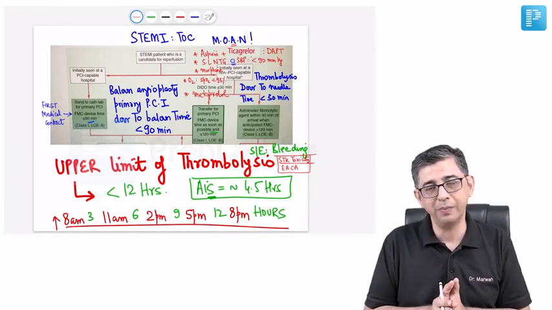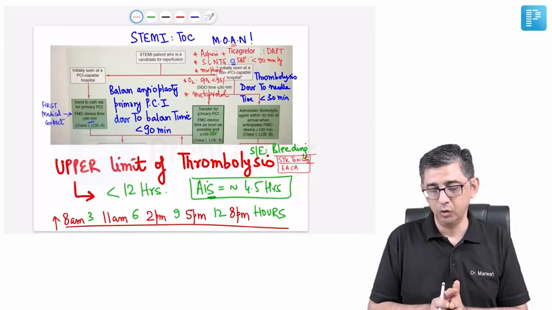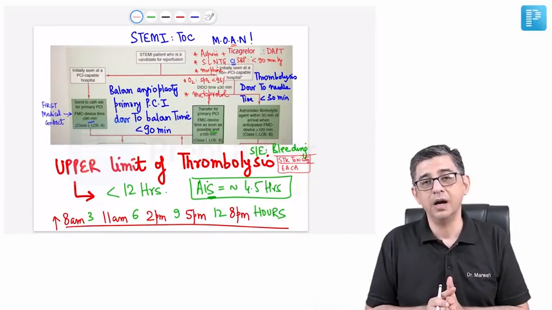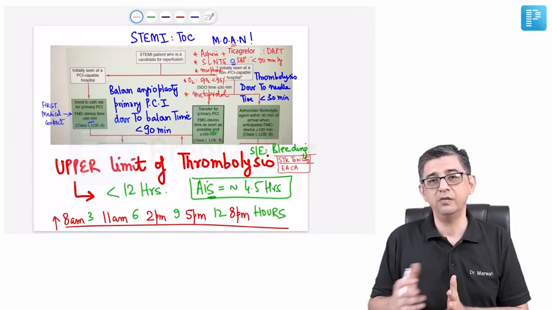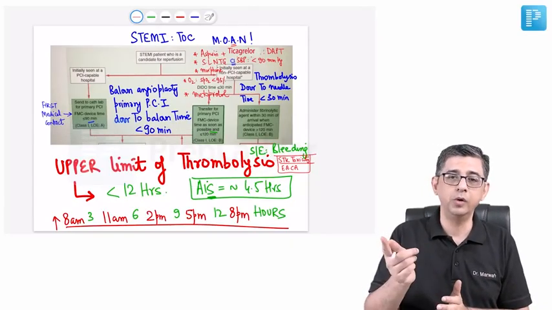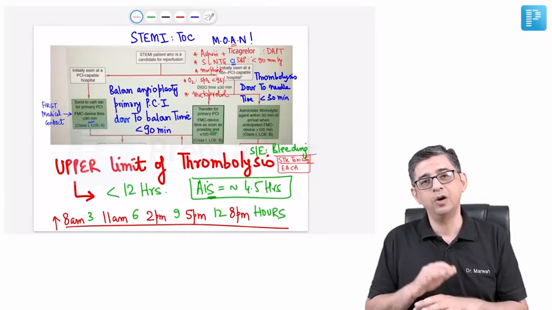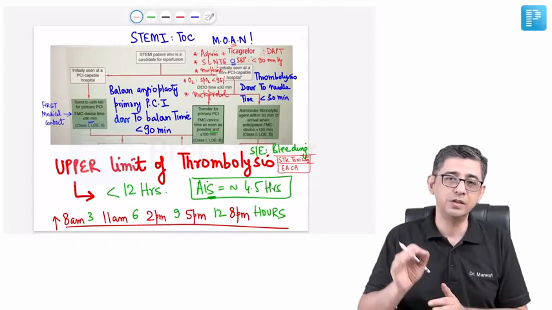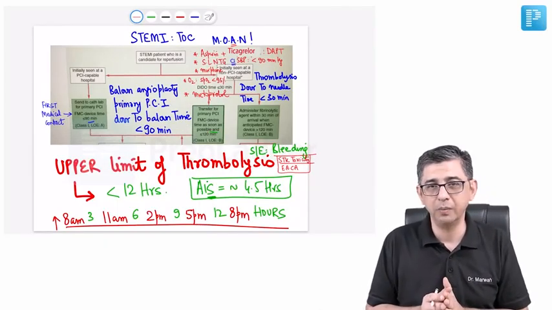The minimum take-home message from this slide is that the treatment of choice for STEMI would be primary percutaneous intervention, though initial drugs can also be asked. And if asked what is the biggest side effect of thrombolysis, it is bleeding. And when would you not do a thrombolysis? Then the exact opposite aspect of this would be that thrombolysis is contraindicated in non-ST elevation MI.